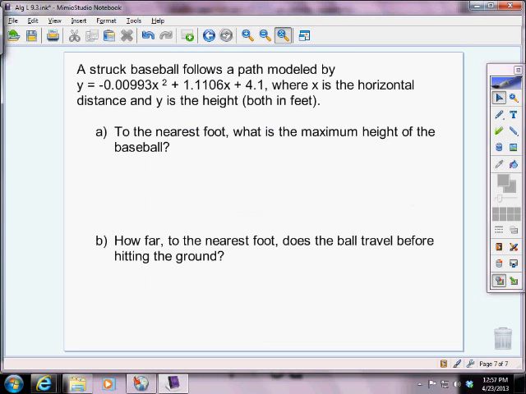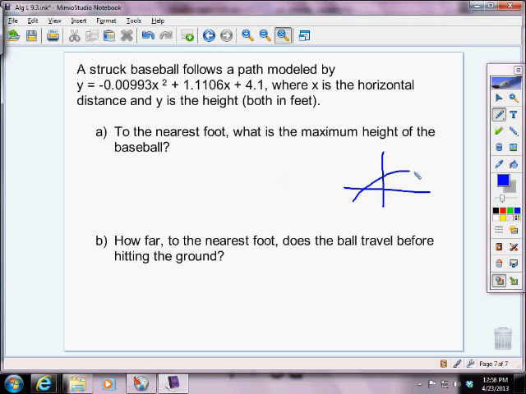Let's look at another example. It says a struck baseball follows a path modeled by y equals negative 0.00993 x squared plus 1.1106x plus 4.1, where x is the horizontal distance and y is the height. So it says, to the nearest foot, what is the maximum height of the baseball? Now think about that. If we're talking about the maximum height, this parabola, since this is negative, is going to open down. So the maximum height is going to occur at the vertex.